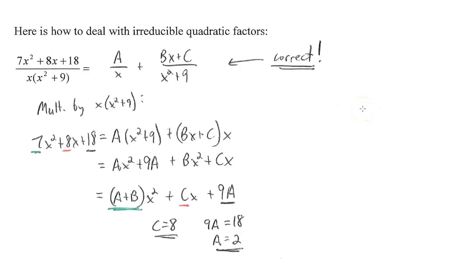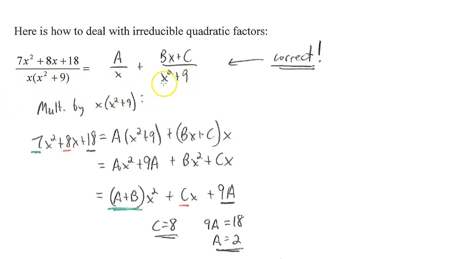Well, what was the point of all this, and how does this relate to partial fraction decompositions? Well, again, we looked at this exact one before. I tried to write it as A over x plus B over x squared plus 9, but it didn't work.